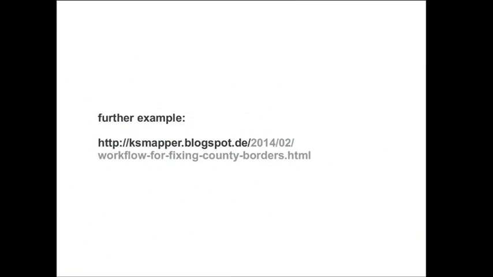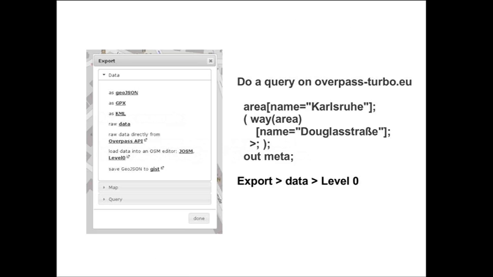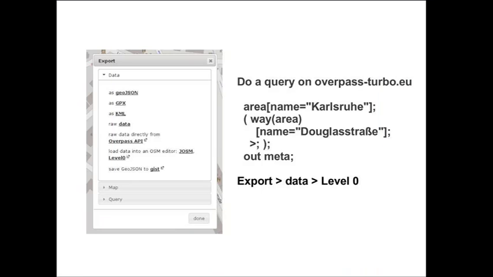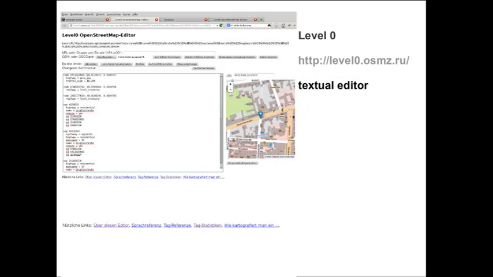There's a further example of editing with JOSM, and this is with downloading sparse data with JOSM. It's about the boundaries of a US state. I think it's Wyoming. And now I'll get to a second tool, that's Level0. Level0 can be reached as follows. You put a query, for example this one, into Overpass Turbo, and then on export you can choose to get that into Level0. This will not only fire up the web page that contains Level0, but also fill Level0 with the corresponding data. Level0 is a textual editor.